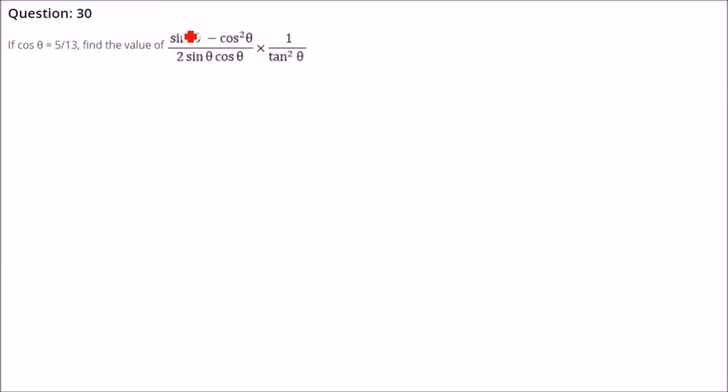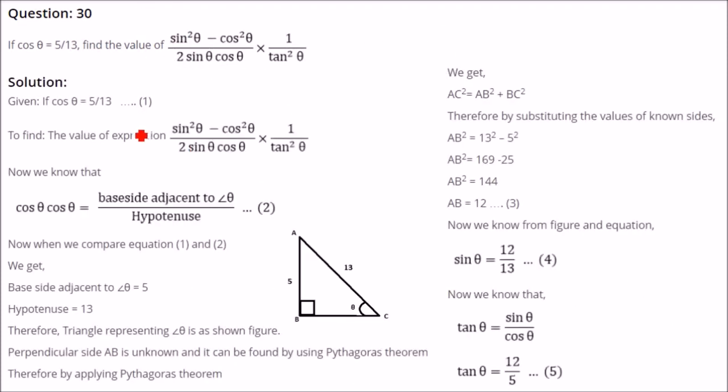Cos theta equal to 5 by 13. Same thing we are going to do here. Cos theta is given as 5 by 13. So cos theta, that is base upon hypotenuse, is given. Base is 5, the hypotenuse is 13. So how to find this one? Square root of 13 square minus 5 square. 13 square is 169, 5 square is 25. When we subtract, we get 144. When we take the root, we get 12. So what do you get here?